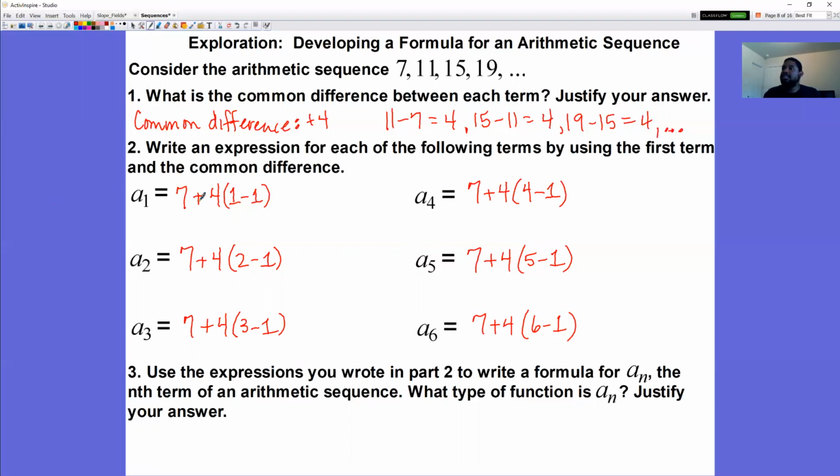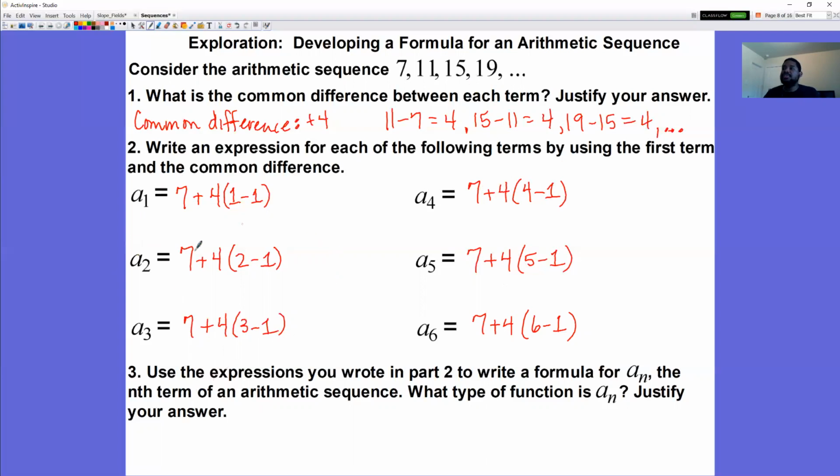Now, if you actually work these out, you'll get each term. So 7 plus 4 times 0 gives you the 7. 7 plus 4 times 1 gives you 11. 7 plus 4 times 2, that gives you 15. 7 plus 4 times 3 gives you 19, and so on.